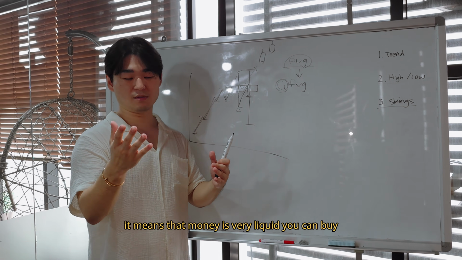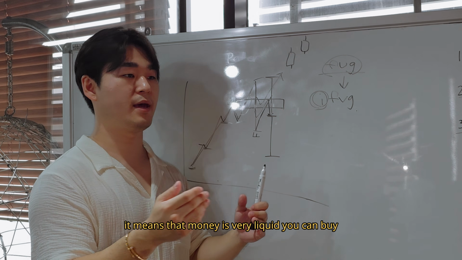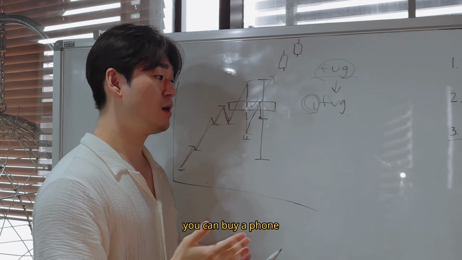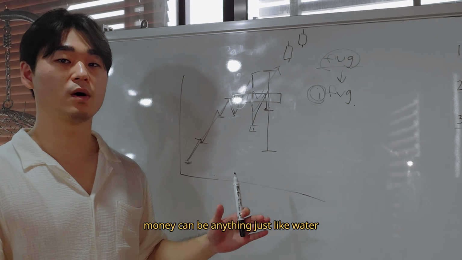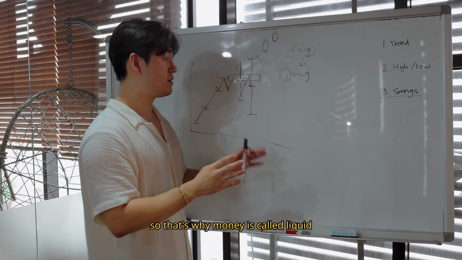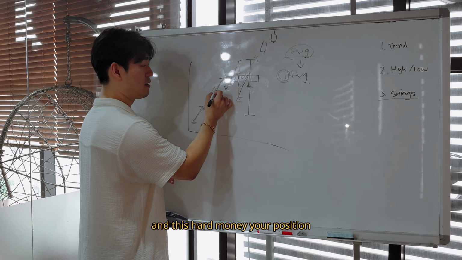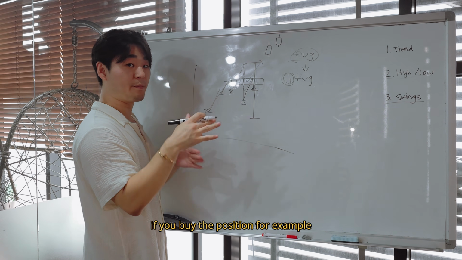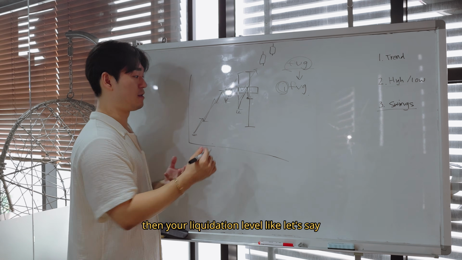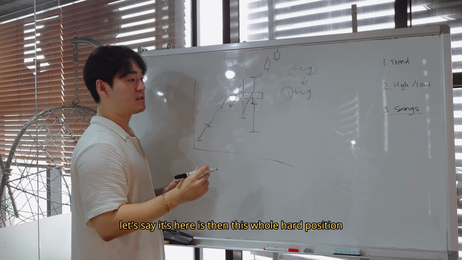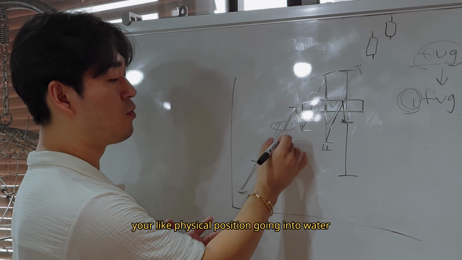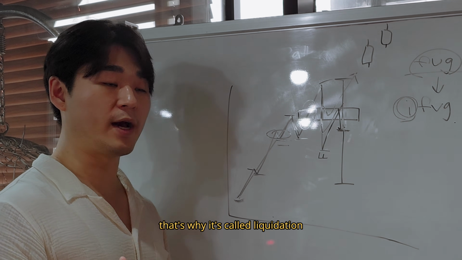Liquidation, like, literally means that money is very liquid. You can buy this coffee, you can buy a bag, you can buy a phone. Money can be anything, just like water. If you put it in any kind of plastic bottle, water can change its shape. So that's why money is called liquid. And this hard money, if you buy a position, for example, you bought a position long here, then your liquidation level, let's say it's here, is where this whole hard position, your physical position, goes into water, like a liquid position again. That's why it's called liquidation.